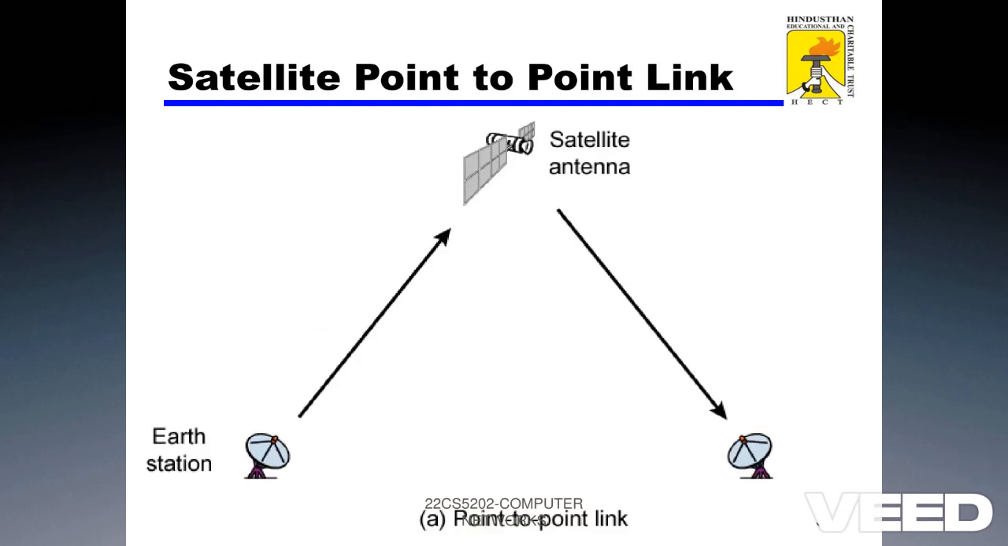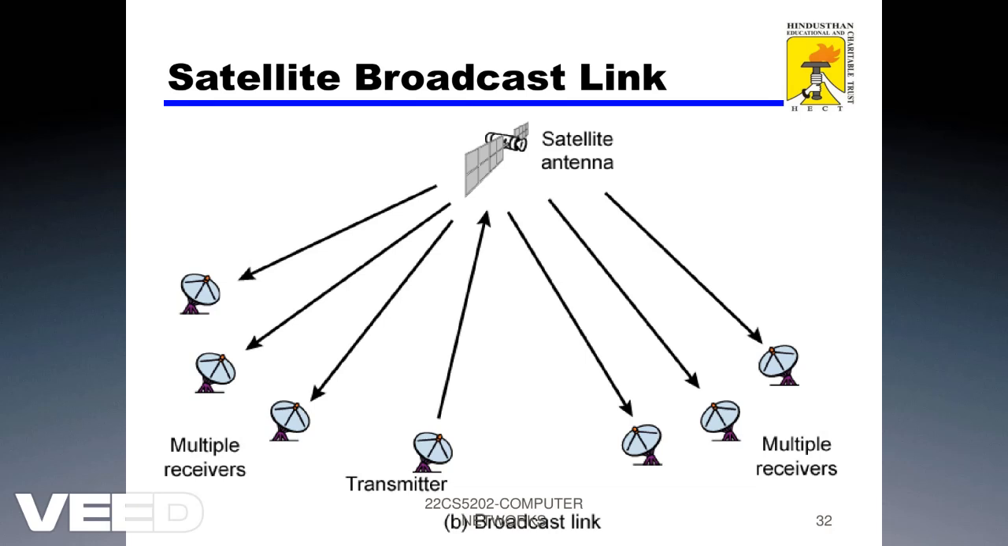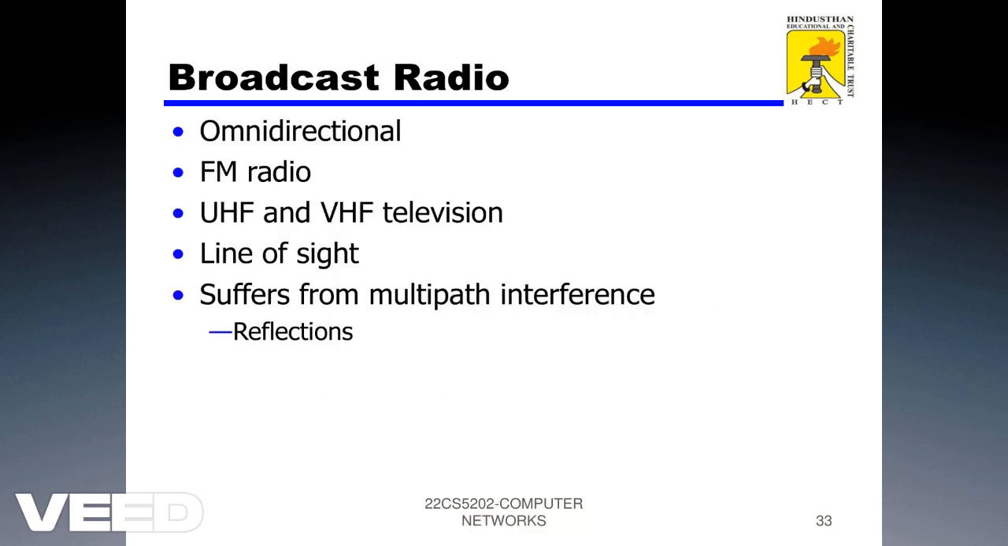This is a sample video using the antennas. The satellite is between earth stations. One station transmits the data to the satellite, and then it is transmitted to the other side. There are multiple transmitters and receivers.